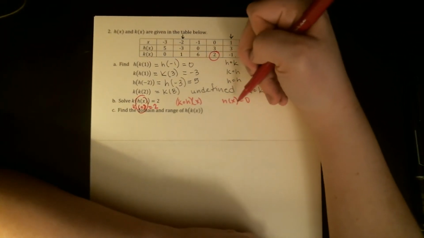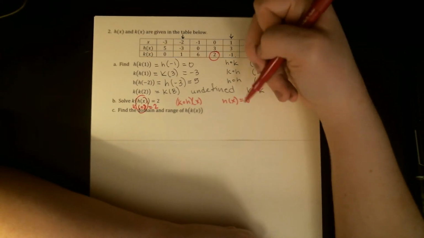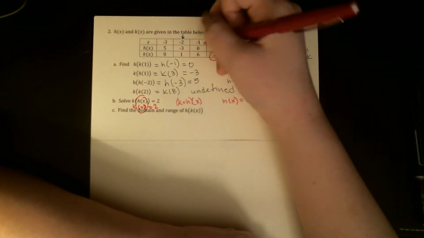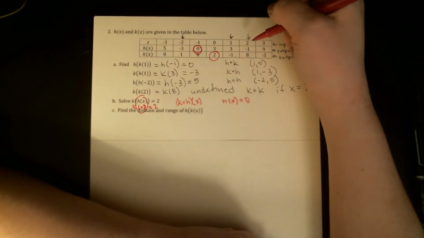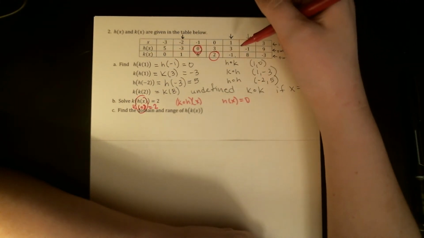If I want h of x to be 0, again, that's an output, not an input. So I look for 0 on the outputs of h. There it is. And I figure out what I would have to input into h to get that 0. And the answer is -1.